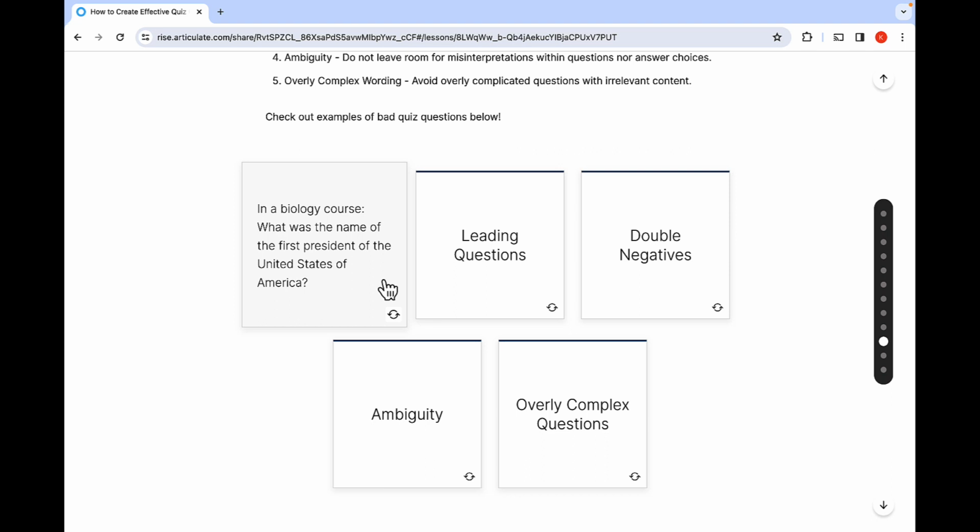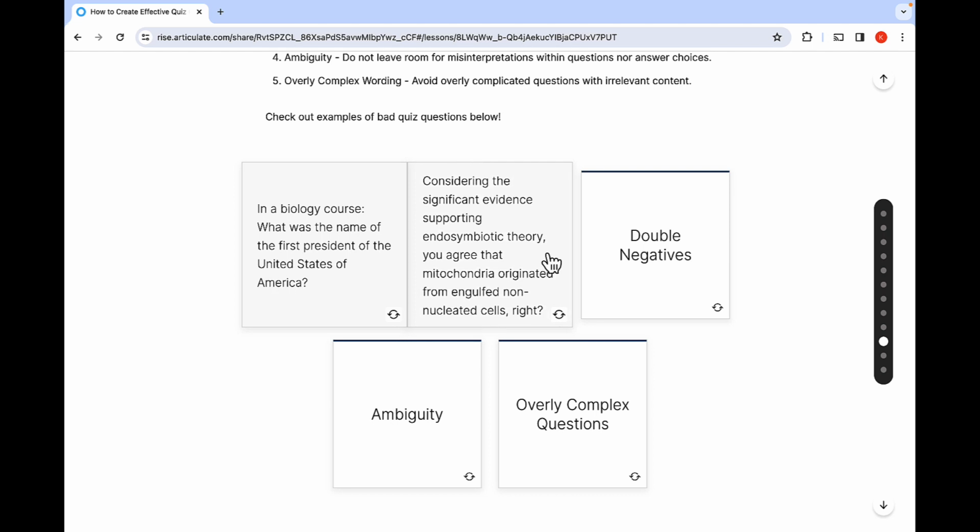In a biology course, what is the name of the first president of the United States of America? This question does not have anything to do with the content of this course. Considering the significant evidence supporting endosymbiotic theory, you may agree that the mitochondria originated from the engulfed non-nucleate cells, right?